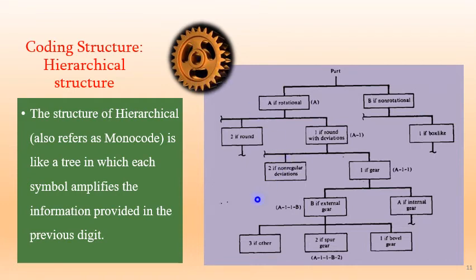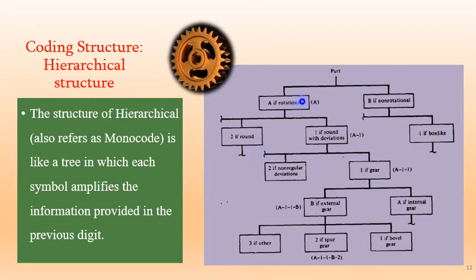The spur gear: how can we identify it, how can we assign a product code to it? Look at that. First, if the part is rotational, then assign A. If not, then assign B.